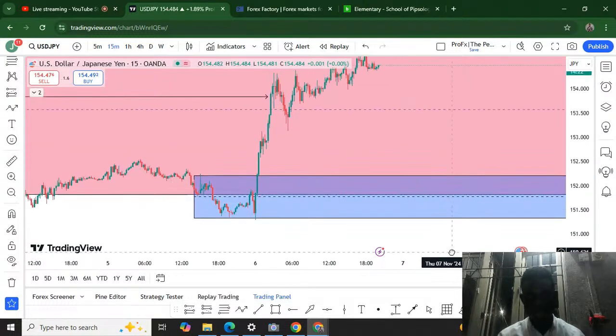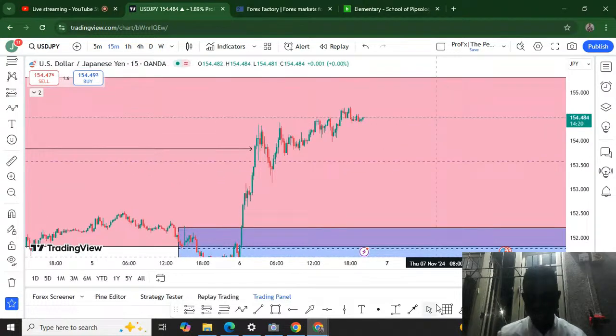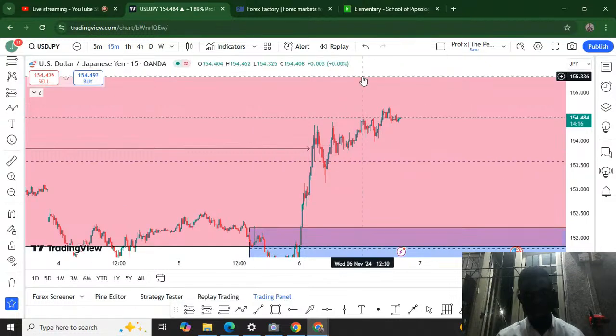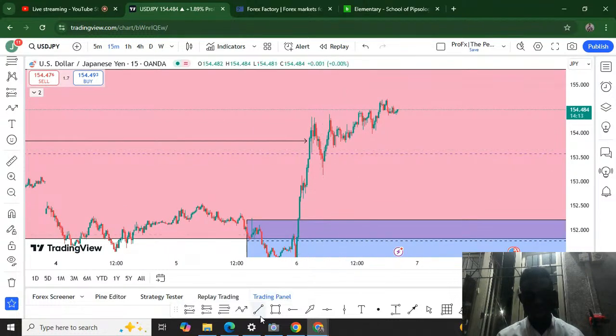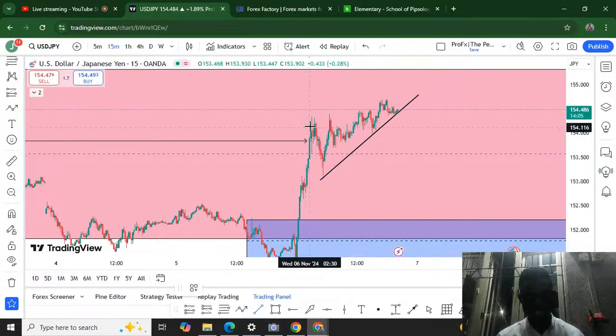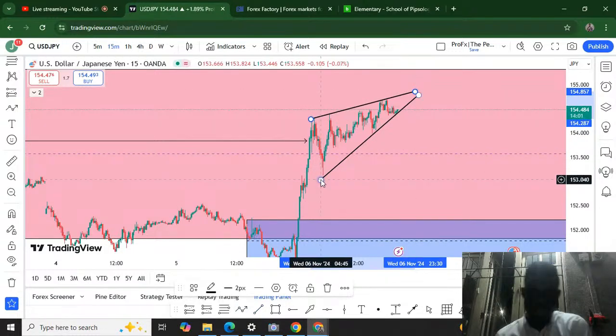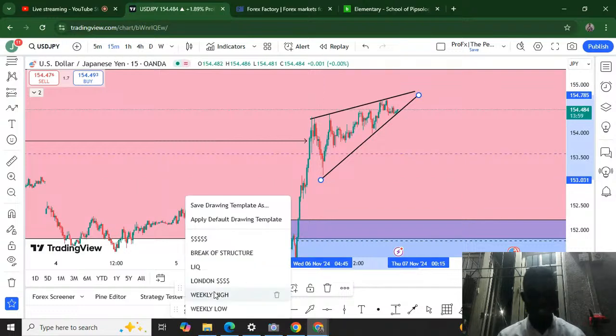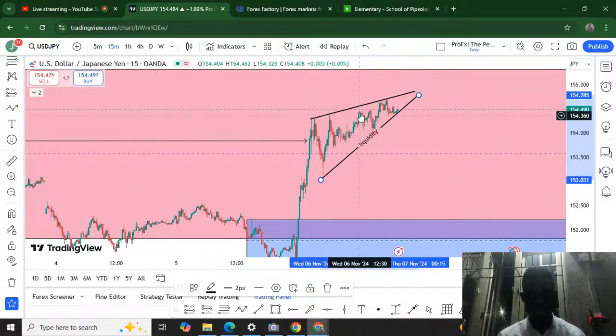So what do I expect coming into tomorrow? I expect a sell now. It's so obvious that we are at the premium zone. All this is liquidity. So coming into tomorrow, what do I expect? I expect a sell. These are liquidities resting above and below.